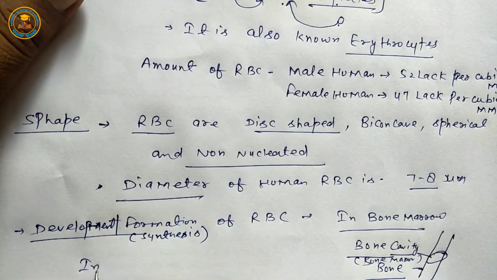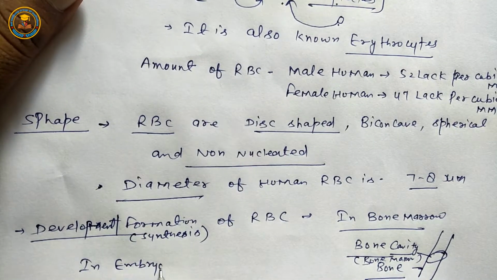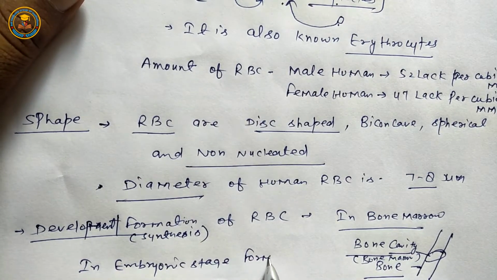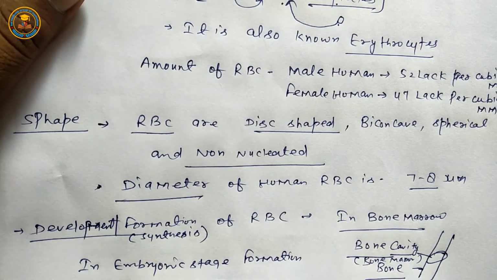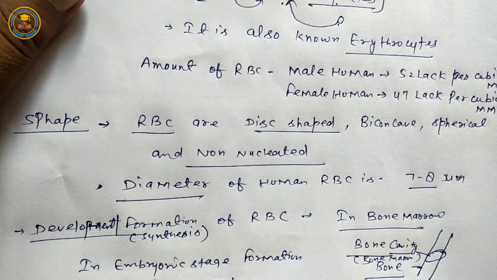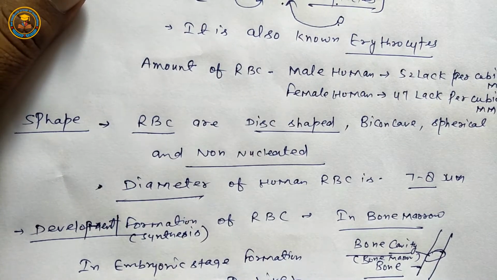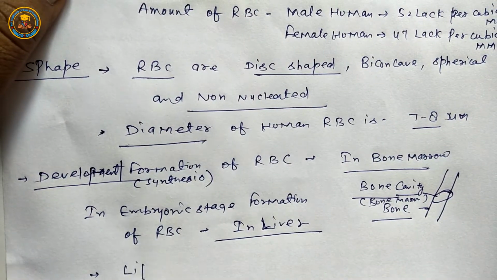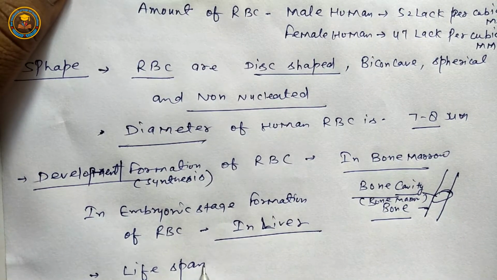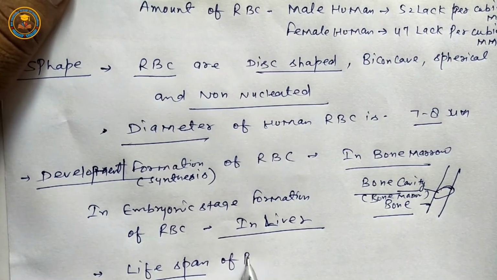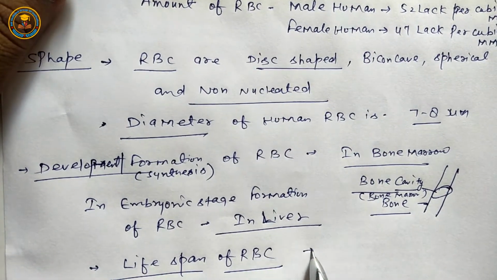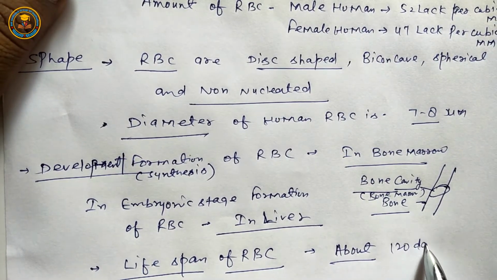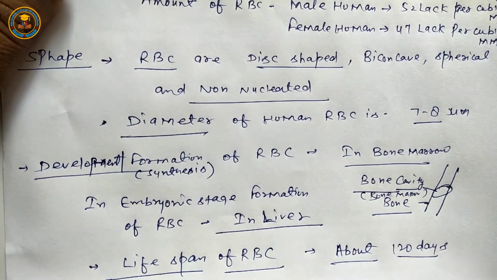Next, in embryonic stage, formation of RBC is in liver part, in liver. Next is lifespan of human RBC is about 120 days.